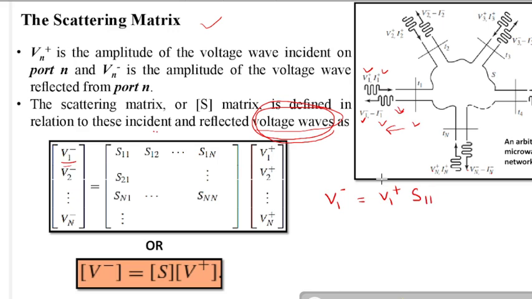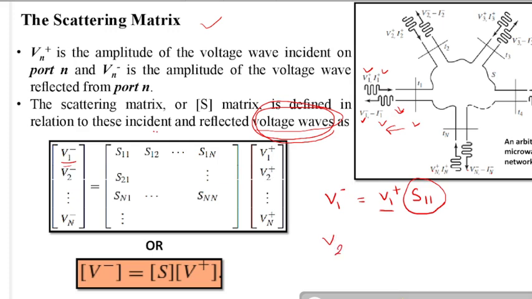So S11 is a factor which decides that if voltage V1 is applied at port 1, then at the same port 1 how much voltage is getting reflected. Ideally, your reflection should be 0. In that case your S11 should be very low. S11 is measured in terms of dB, and we will look into that also.